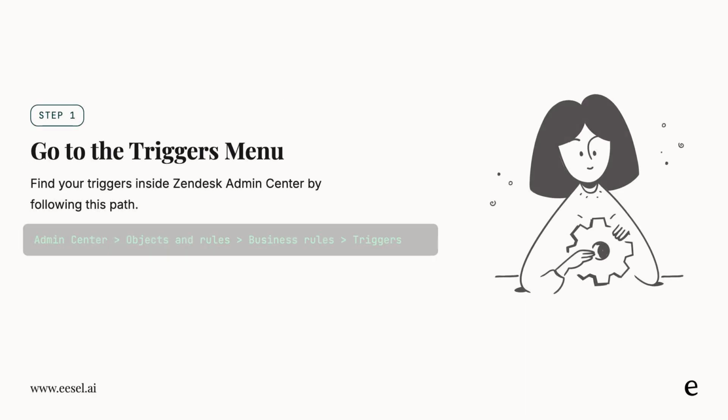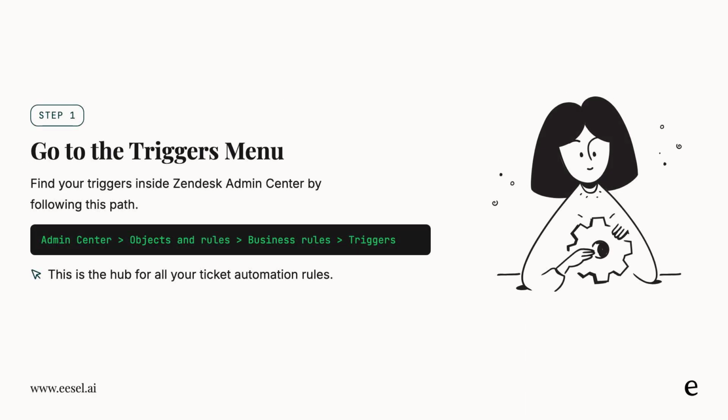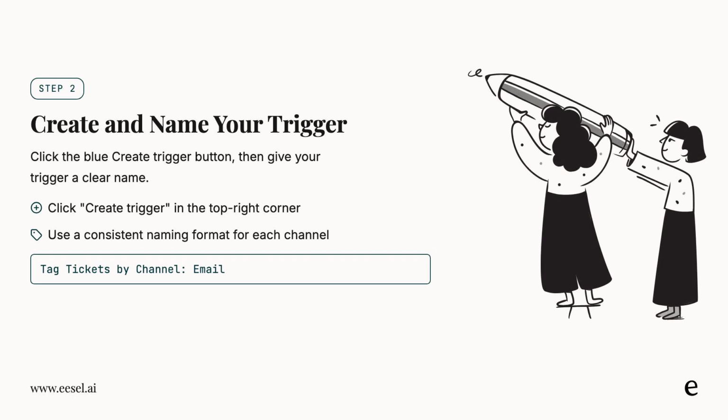Log into Zendesk and head to the Admin Center. On the left sidebar, go to Objects and Rules, then Business Rules, then Triggers. This is where all your ticket automation rules live, and where you will build the channel tagging logic. Click the blue Create Trigger button in the top right corner.